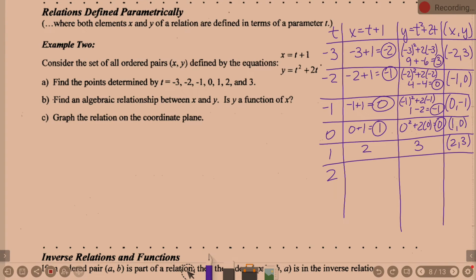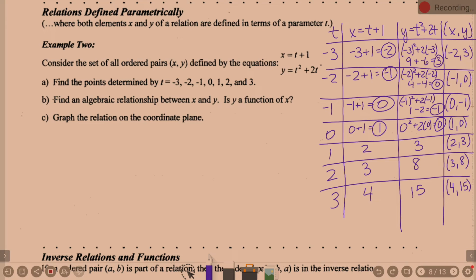Put in 2. 2 plus 1 is 3. 2 squared plus 2 times 2 is 8. Ordered pair 3, 8. And put in 3. 3 plus 1 is 4. 3 squared plus 2 times 3 is 15. So ordered pair of 4, comma, 15.